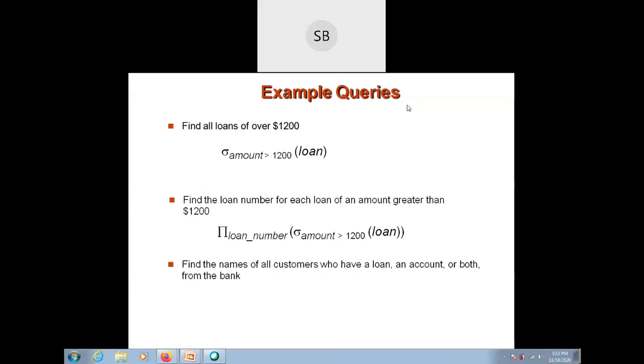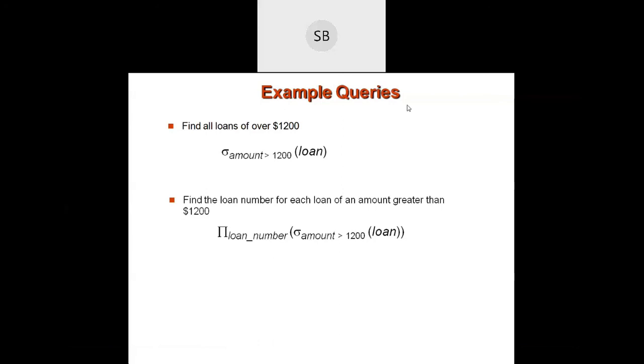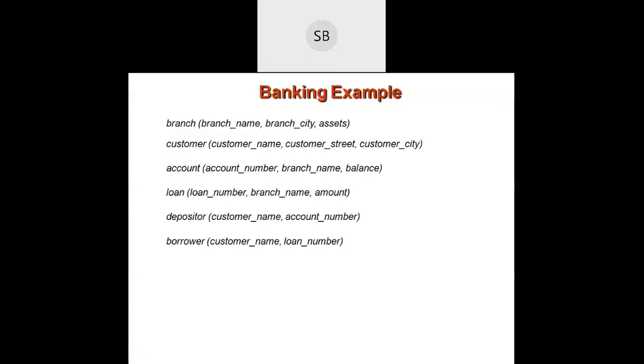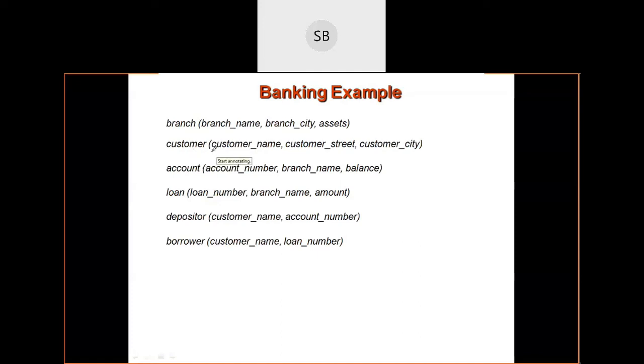Next, find the names of all customers who have a loan, an account, or both from the bank. Firstly, find the names of all customers. You have to check where customer name appears in the schema. This is the customer name from the customer table, also the customer name from depositor, and also the customer name from borrower. So you have to find the customer name from these three schemas.